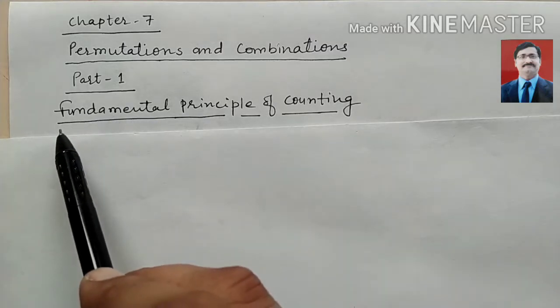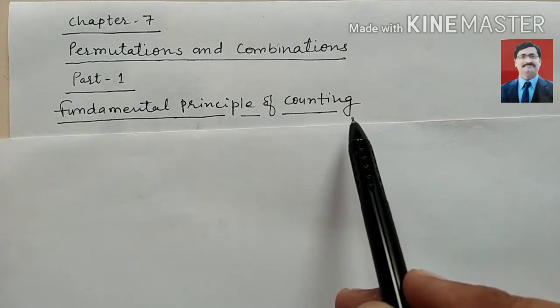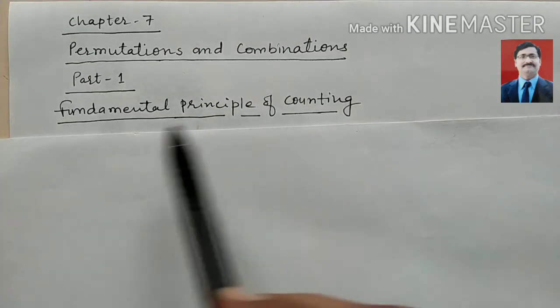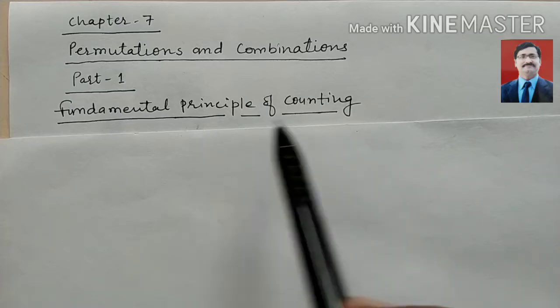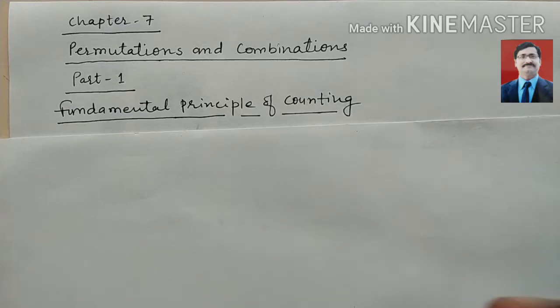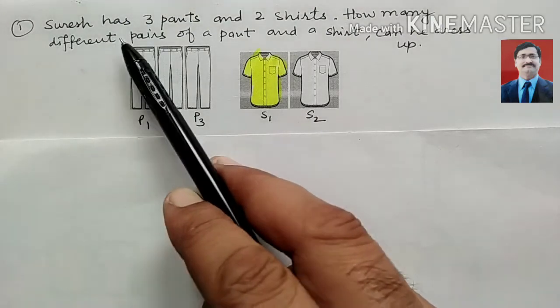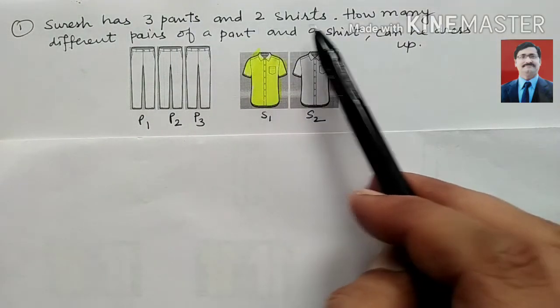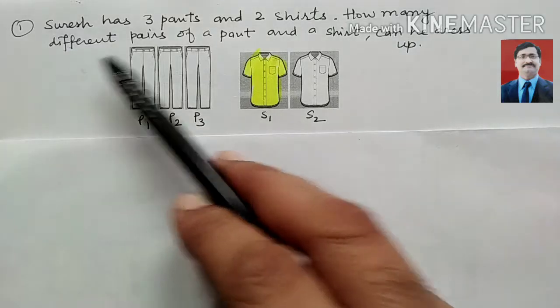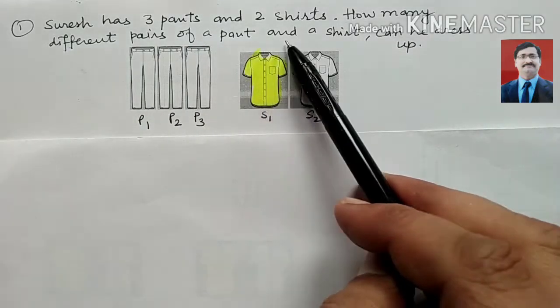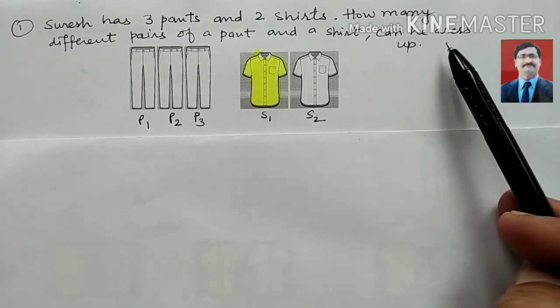part here, that is the fundamental principle of counting. We will do this part by a picture, so understand this. Look here, Suresh has 3 pants and 2 shirts. How many different pairs of a pant and a shirt can he dress up?